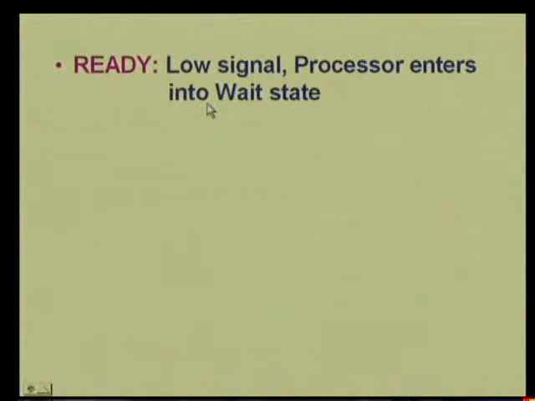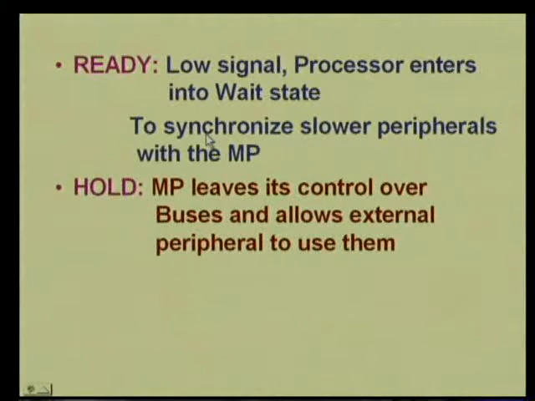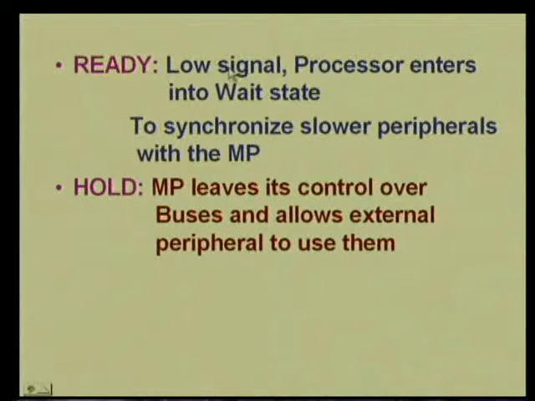There are two more signals, which are the ready signal and the hold signal. Here a ready signal is used to synchronize the speed of a slower peripheral with that of the processor. If an active low signal is sent over this ready pin, then the processor will enter into wait state. So an active low signal over this pin sent by the peripheral will indicate to the processor that the peripheral is not ready to communicate with the processor.